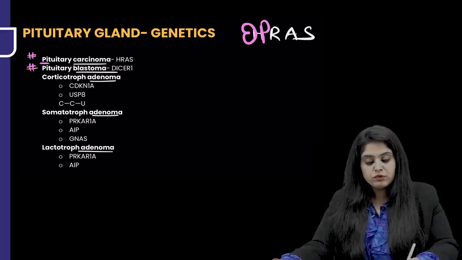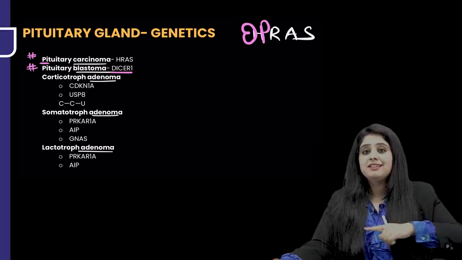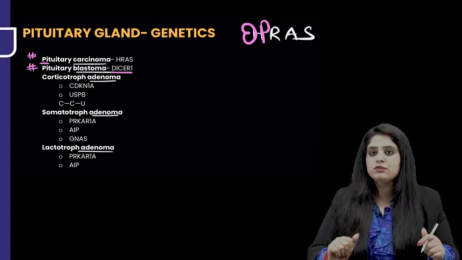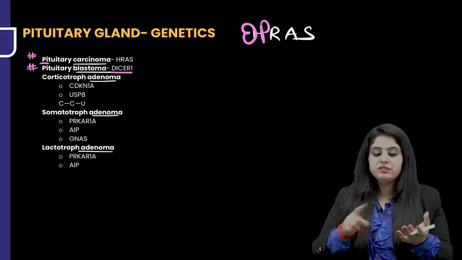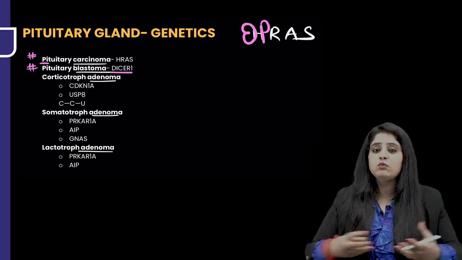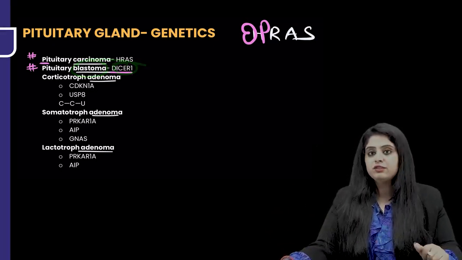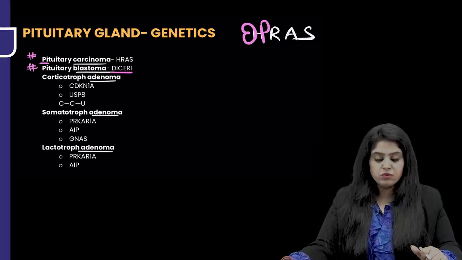Pituitary blastoma shows you dicer mutations, dicing, as if you're dicing something, so if you dice, there will be a blast. Remember that Fruit Ninja game that used to come? Fruits used to come on the screen, you used to dice it, and the watermelon used to blast. So whenever you dice something, there's going to be a blast, right? So pituitary blastoma shows you dicer mutations.